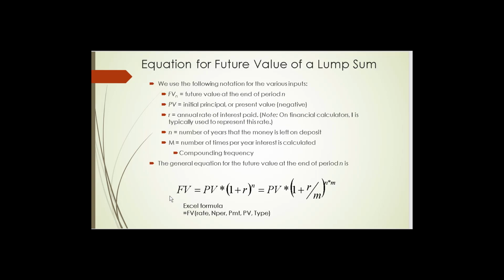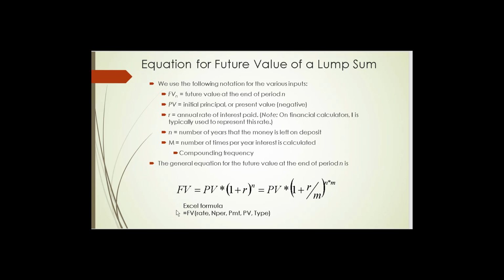So again, we have the following notations here. We've already talked about these variables. There's a general formula for future value. You take the present value and you multiply it by 1 plus the interest per year to the nth period. Now, if m is greater than 1, then we have to incorporate m, the compounding frequency, in the formula.